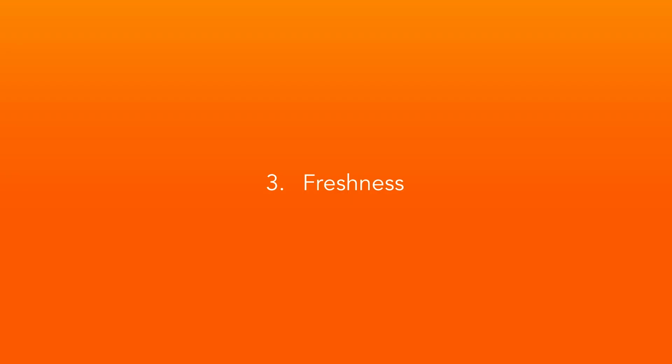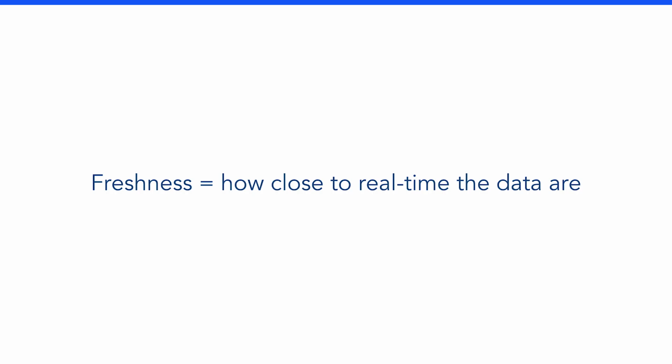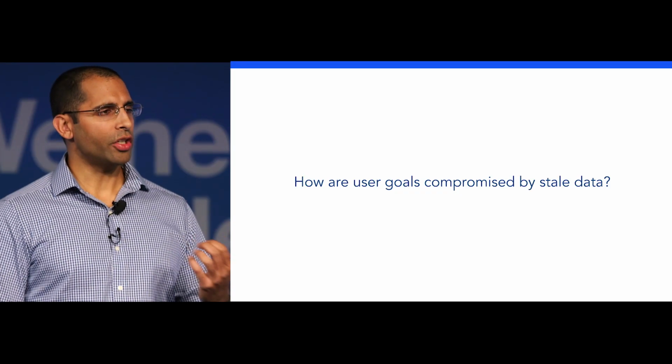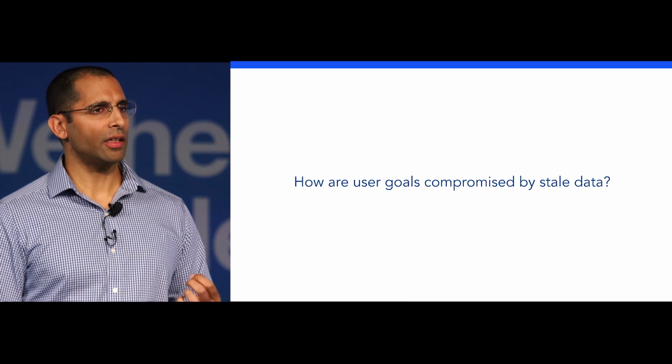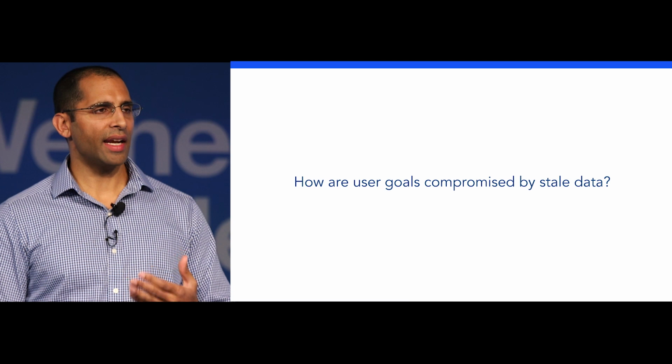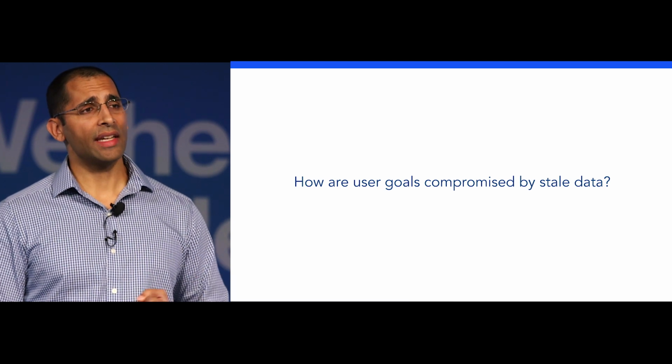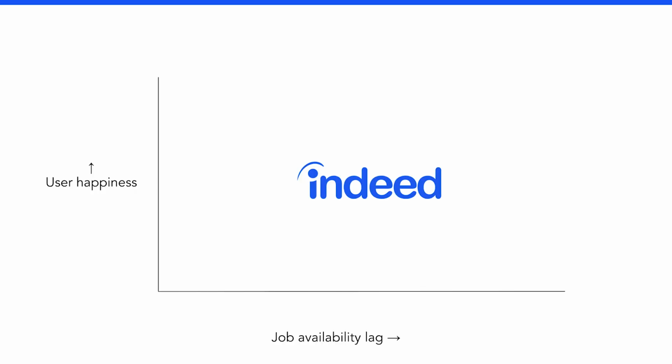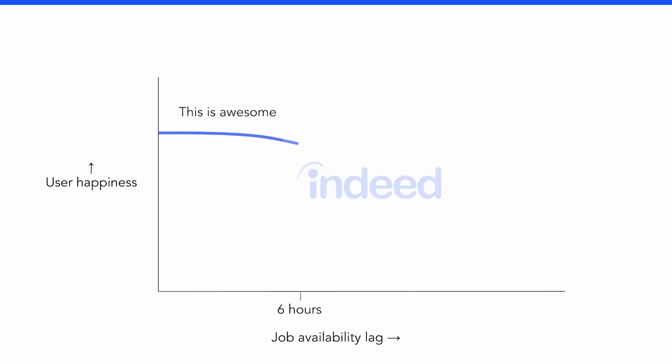Let's look at freshness. Freshness I'm defining here as how close to real time the data are. What you want to do here is ask, how are user goals compromised by stale data? How much does it harm your user to be exposed to data that might be minutes, hours, or days out of date? Let's take a look at Indeed. If we have jobs available within 6 hours, that's awesome. Most job seekers don't check the site more than once a day. And so if something takes a few hours to get to Indeed, they're probably not going to notice because they're only coming once a day.